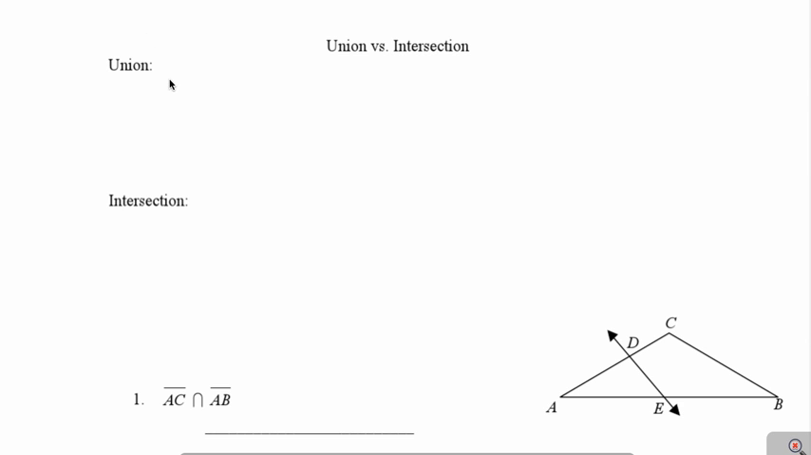Okay, in this video we are going to talk about the difference between union and intersection. When you think of union, I want you to think of combining whatever is given. Either combining or adding those two or more things together. So that's what you should think of when you think of union: combine or add together. The notation for union looks like a big U shape.